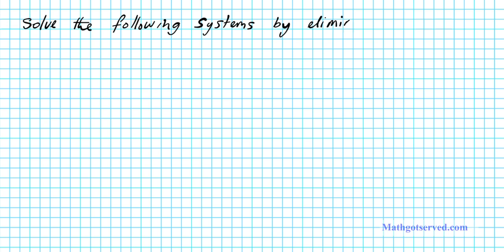So let's take a look at problem number 1. The instructions are to solve the following systems by elimination. There are other ways that you can solve this, like using matrix or graphing, but we're just going to use elimination or linear combination in this tutorial.